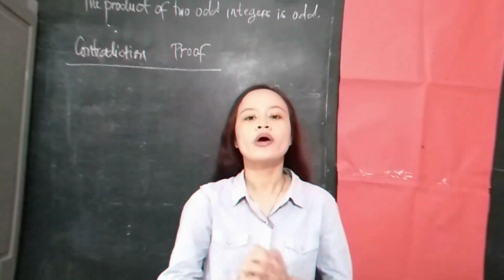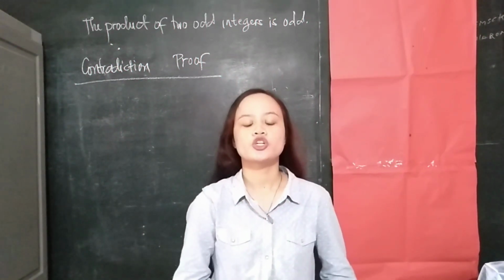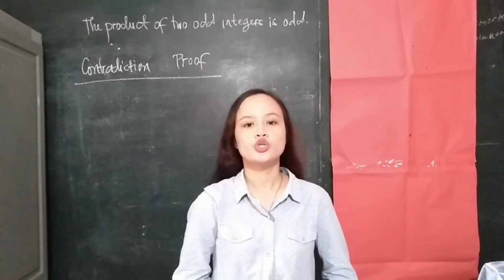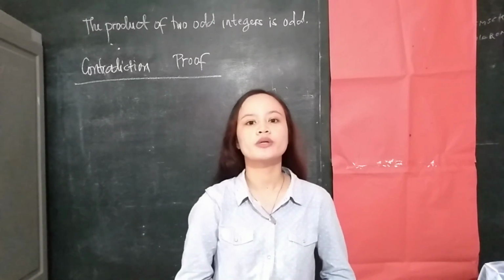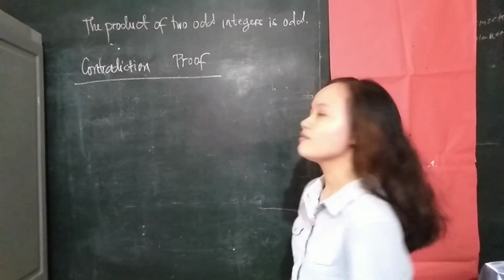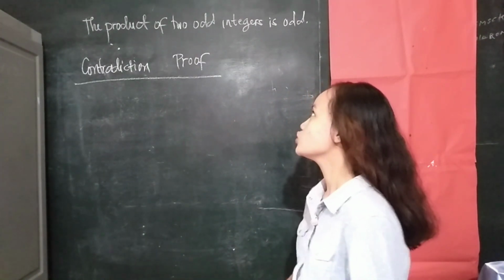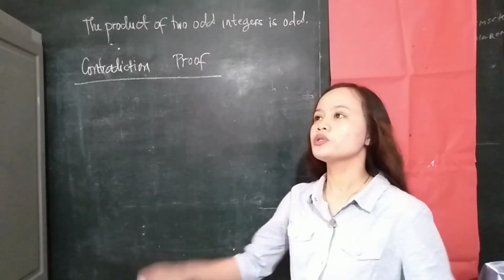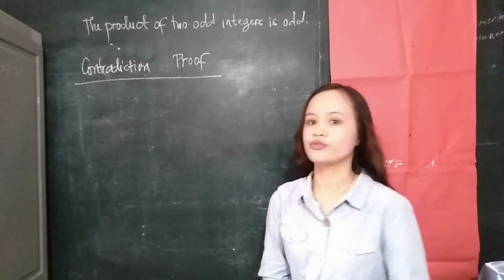When we say contradiction, we begin by assuming that P implies Q is false. Then we build an argument that leads to a contradiction. We have the same problem, the product of two odd integers is odd, and we are going to use the contradiction proof.